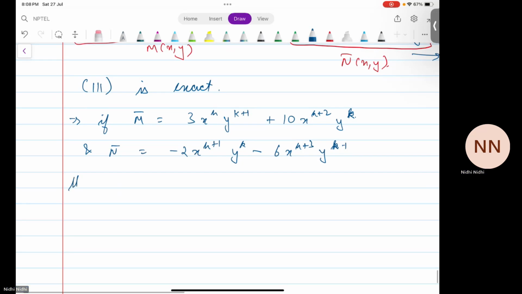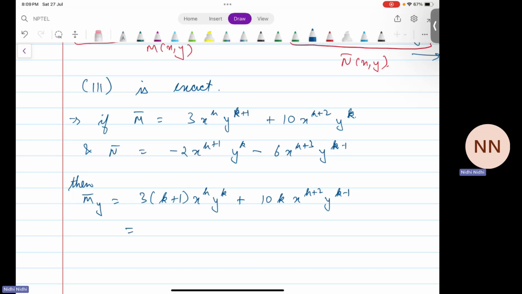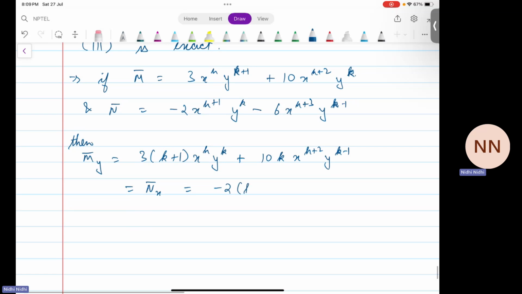Then the derivative of M bar with respect to y is equal to (3k+1) x^h y^k plus 10k x^(h+2) y^(k-1), which is equal to the partial derivative of N bar with respect to x, which is minus 2(h+1) x^h y^k minus 6(h+3) x^(h+2) y^(k-1).